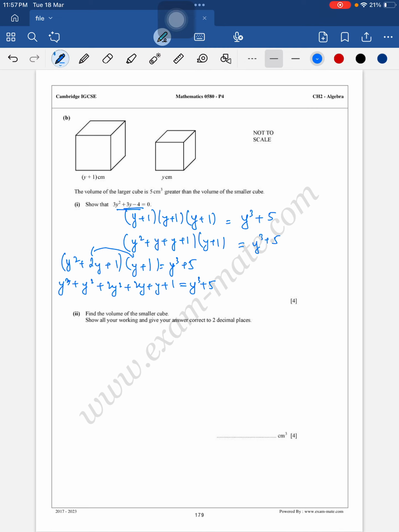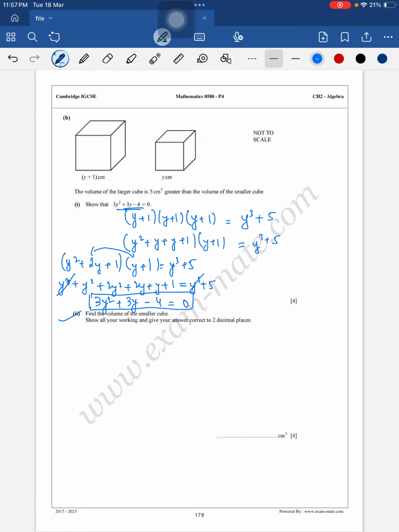Now y cube and y cube get cancelled. 2y square plus 2y square is 3y square. 2y plus y is 3y. And 1 minus 5 will be minus 4. I hope that is the required equation which was desired in the question. Clear? Okay, find the volume of the smaller cube.